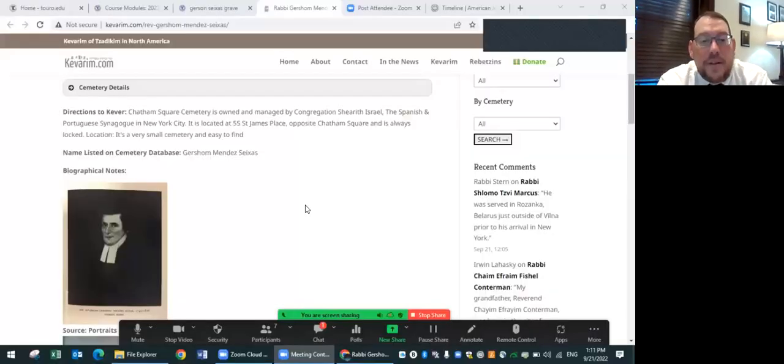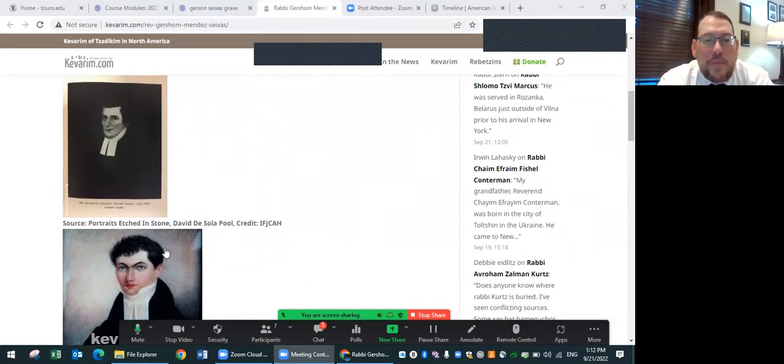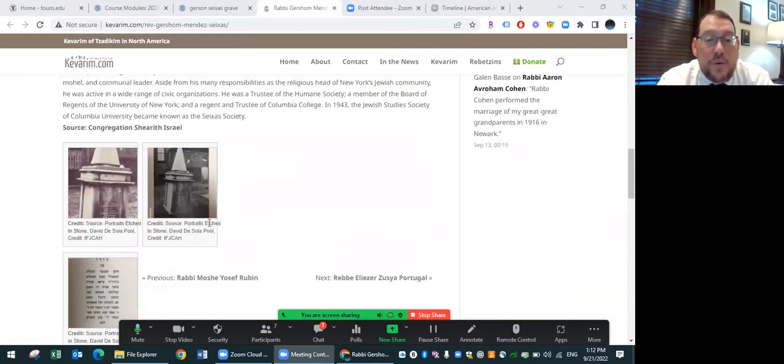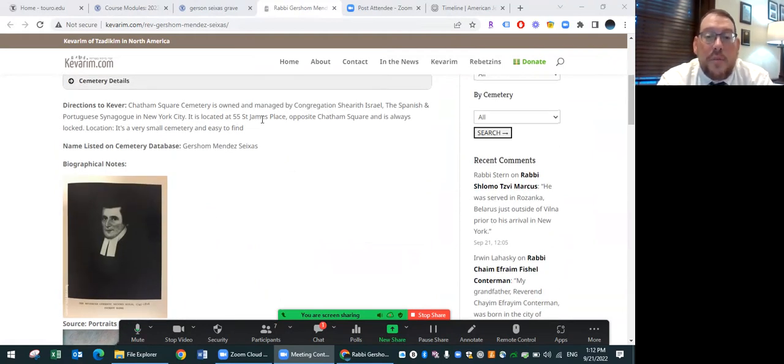Now, what's interesting is, as I think I mentioned last time, if you want to visit his grave, you can visit Gershom Seixas's grave. Remember I pointed out that Shearith Israel is in the middle of Manhattan. Here's another picture of him. There were no cameras, so obviously these are portraits. He looks like a young man, wearing what the Jewish leaders would wear. And this is his grave. You can actually go visit it. It's in Manhattan, on 55 St. James Place.